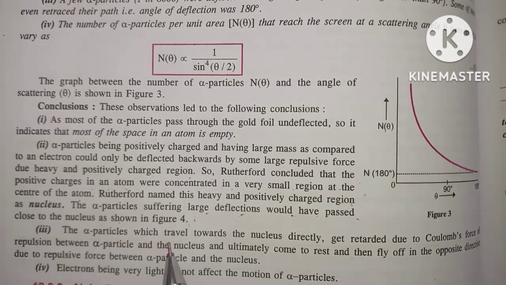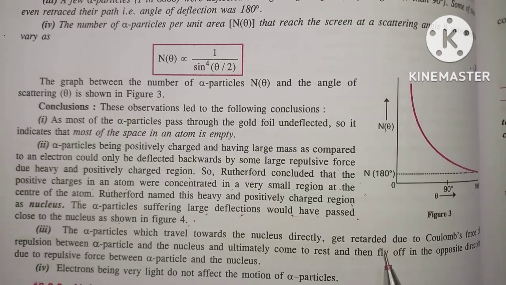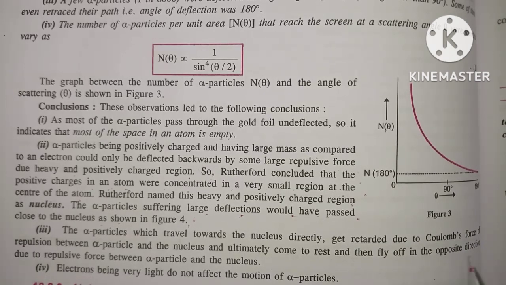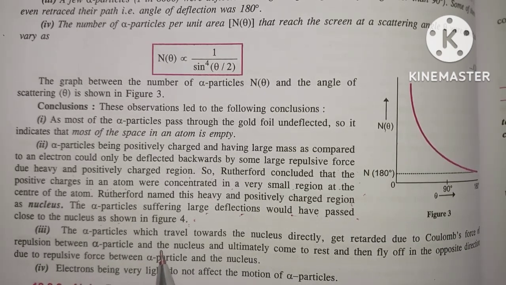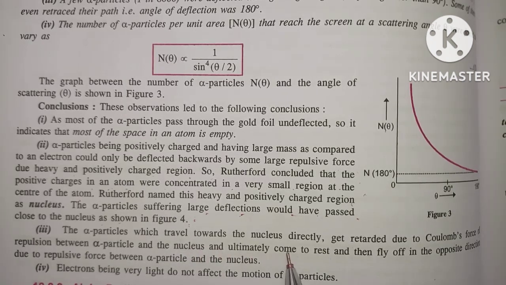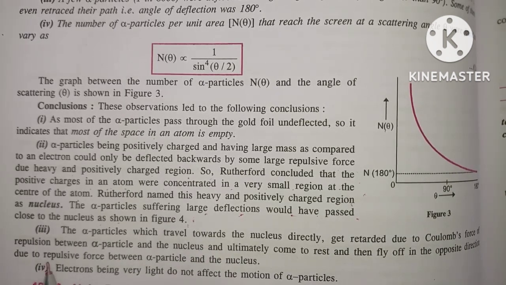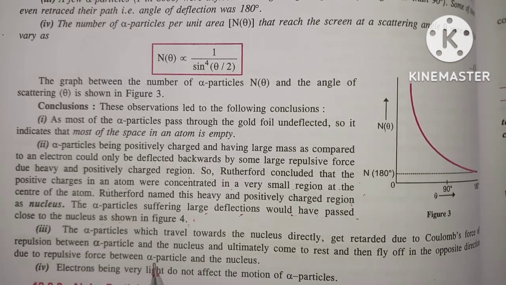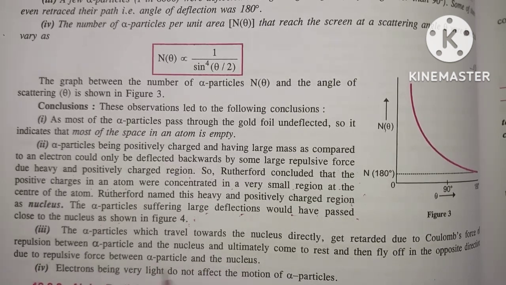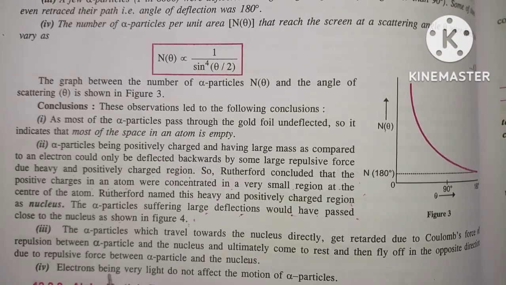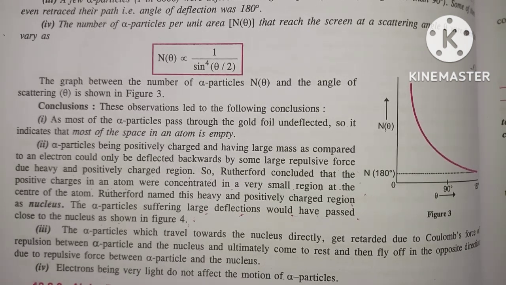Third, the alpha particle which travels directly towards the nucleus gets retarded due to the Coulomb force of repulsion between the alpha particle and the nucleus, ultimately comes to rest, and then flies off in the opposite direction due to the repulsive force between the alpha particle and the nucleus. Fourth, electrons, being very light, do not affect the motion of the alpha particle.